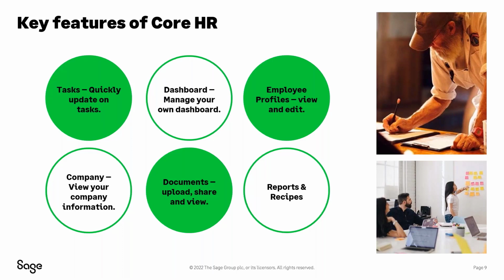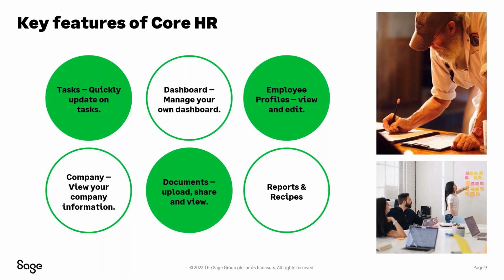Each employee, of course, has their own profile where you'll be able to view and edit their details. And you'll have a company section to view your company structure and employee directory. The documents part of Sage HR will allow you to upload and share and view documents. You can use trackable documents to set up automated reminders for any document that has an expiry date. Or you'll be able to create signable documents for your employees to put a signature on for things like contracts or perhaps a change of terms or conditions.